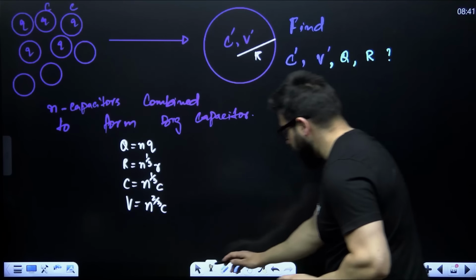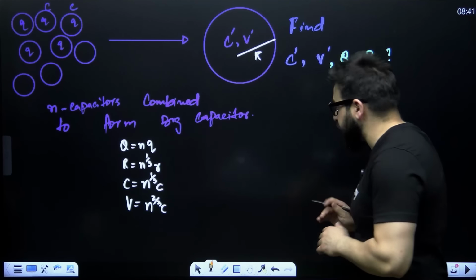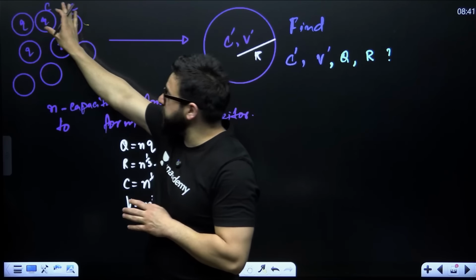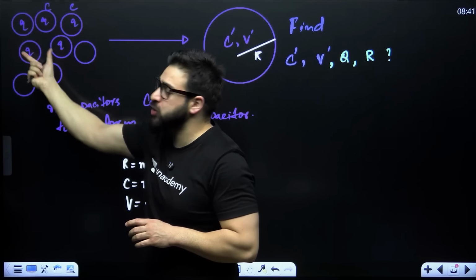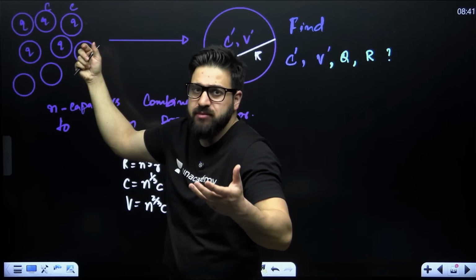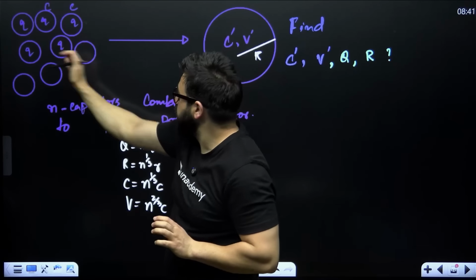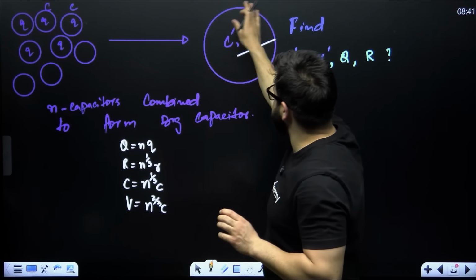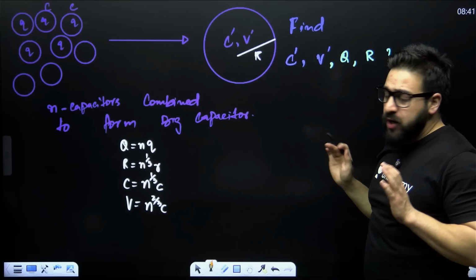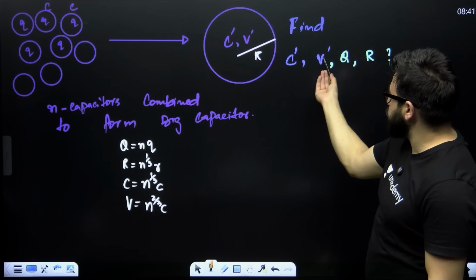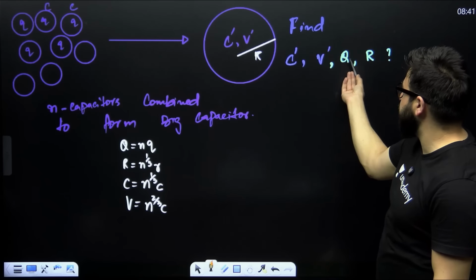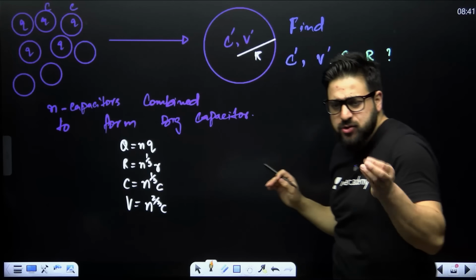Let's take a look. First one, my dear NEET aspirants, take a look. Let's suppose you have n number of capacitors, small capacitors, or in questions sometimes it is written drops. You combine these capacitors to form a big capacitor. What is the capacitance of the big capacitor? Potential of the big capacitor, charge of the big capacitor, radius of the big capacitor. That's the only thing they can ask.